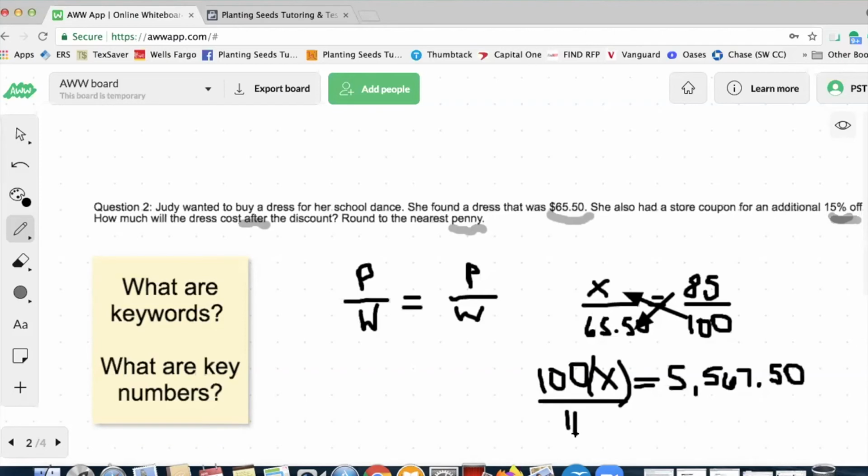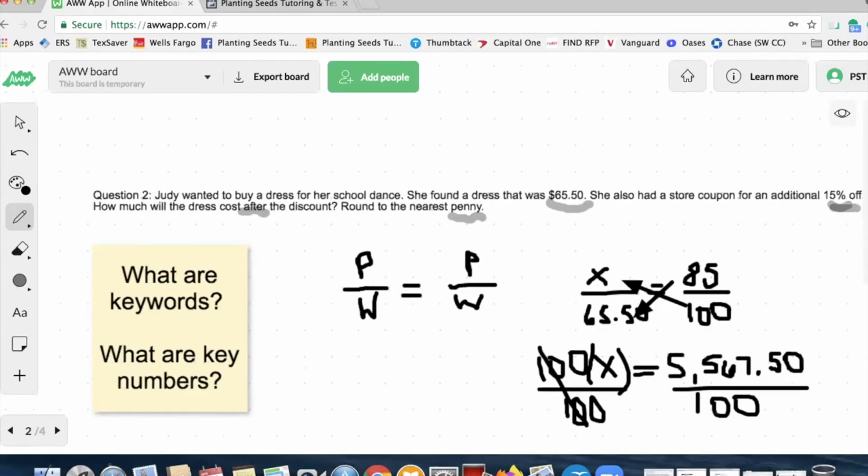So you're going to do 100 divided by 100, and on this side, it cancels out. And then you're going to do $5,567.50 divided by 100. And then it becomes this: X equals the top number divided by the bottom number. And the quickest way for you to find this answer, and I'm going to give this answer to you guys really quickly, it's $55.67, to the nearest penny.